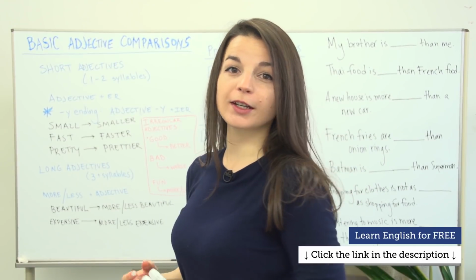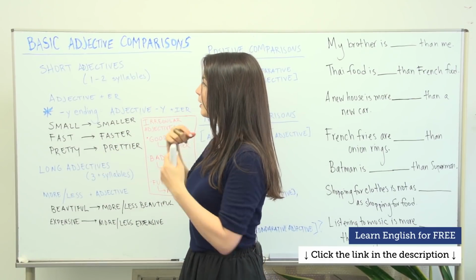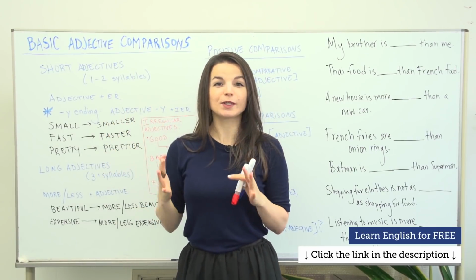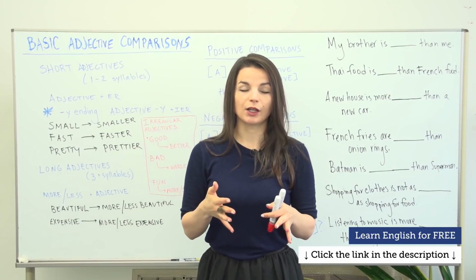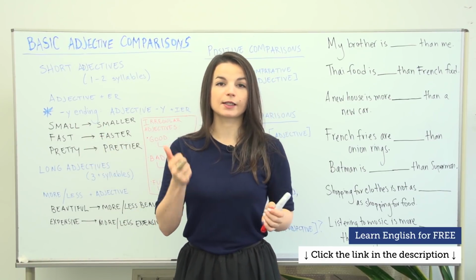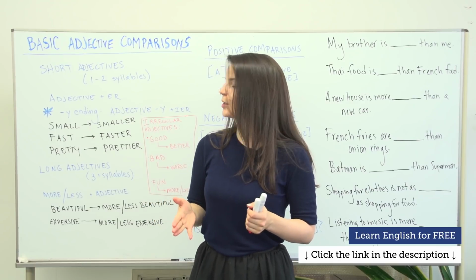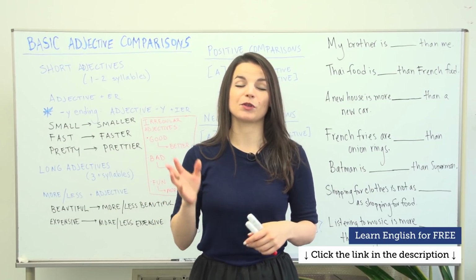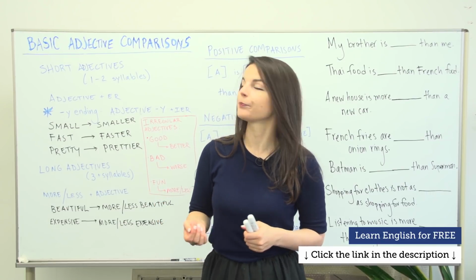Okay, so first I want to talk about short adjectives. Short adjectives are adjectives that are 1 to 2 syllables long. A syllable is the beat of a word. So for example, the word small has one beat, small. The word fast has one beat, fast. Pretty has 2 syllables, pretty. So a syllable is like the beat of a word.